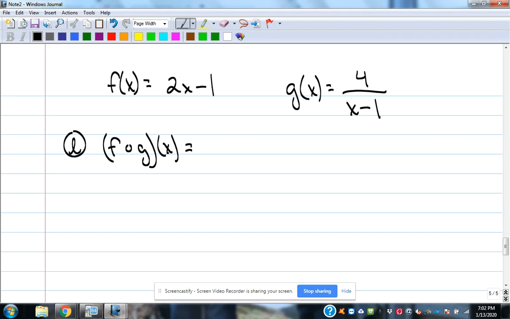Take in g of x and put it in the place of x in f of x. So that's going to be 2 parentheses, big fraction. That looks super complicated or it looks harder, but it's not. How do you multiply by 2 to that fraction? You multiply the top, the bottom, or both? Both of them get multiplied by 2? This is yes. This is no.